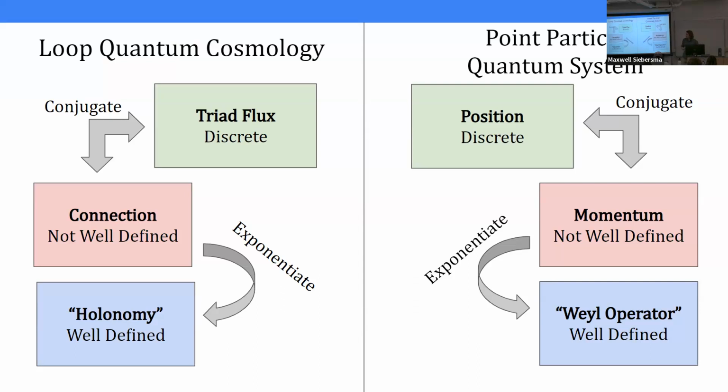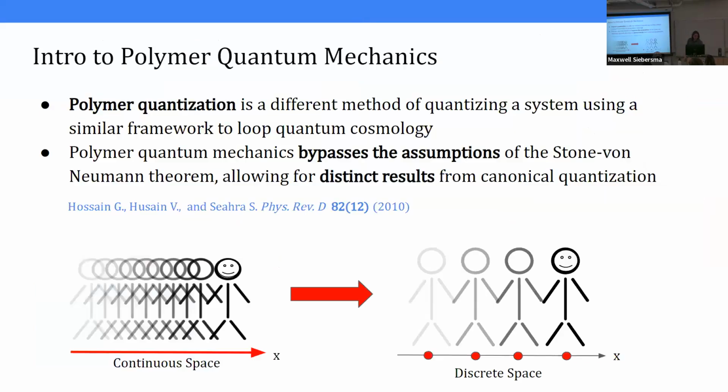And further, in quantum cosmology, we can take an exponentiated version of the connection called the holonomy, which is well defined. And this more or less corresponds to integrals around loops, hence the loop quantum name. And we'll do something similar in this point particle model where we get something called the Weyl operators.